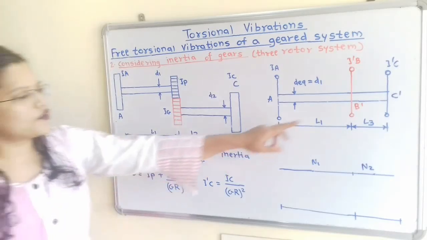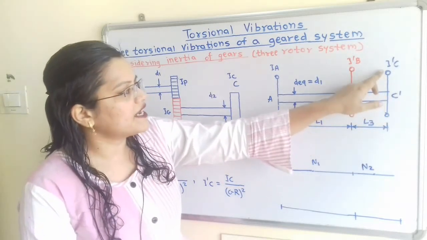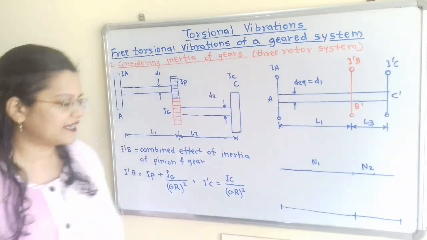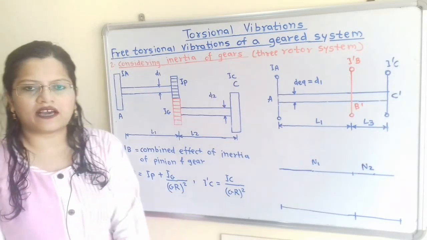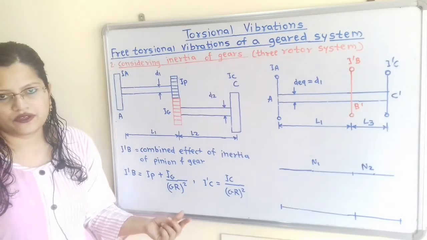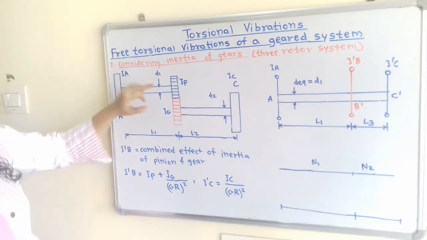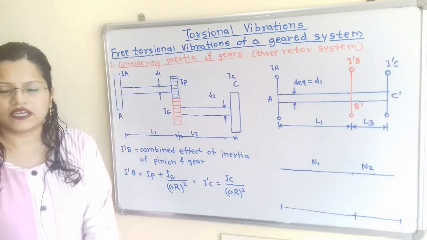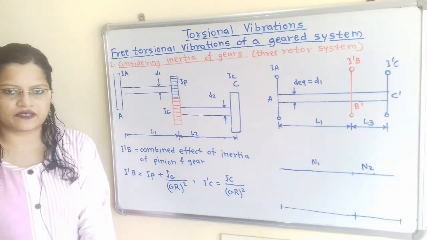Now the third rotor is C dash. Instead of C we have to take C dash. And how to find this I'C? I'C is equal to Ic divided by Gr squared. So Gr is the gear ratio. How to find this gear ratio? It is the ratio of omega P by omega G, that is, the angular velocity of pinion by angular velocity of gear.